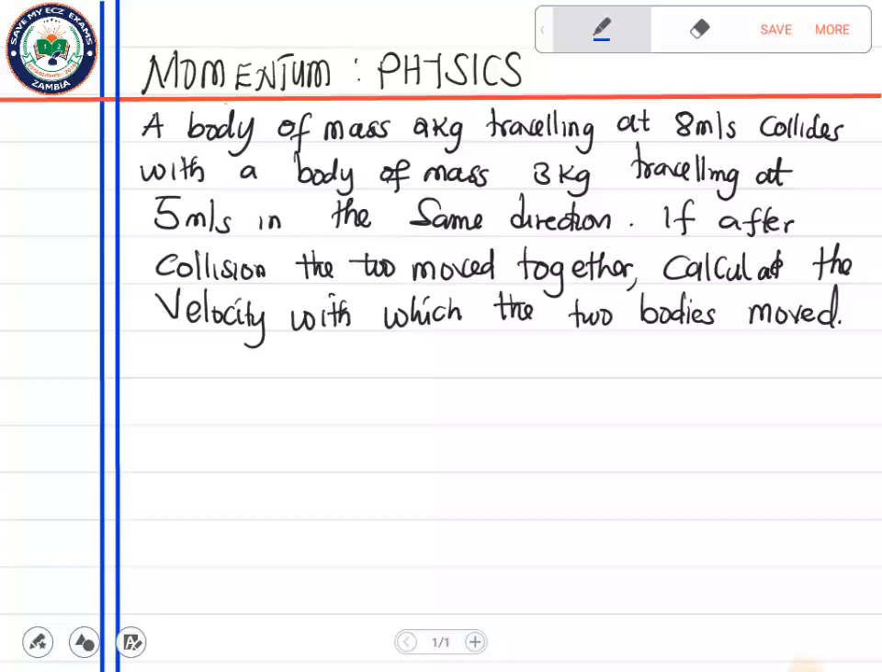Now when we look at this, when they stick together, that means momentum will be conserved, even kinetic energy will be conserved, and in that case we are saying it's a perfect elastic collision.